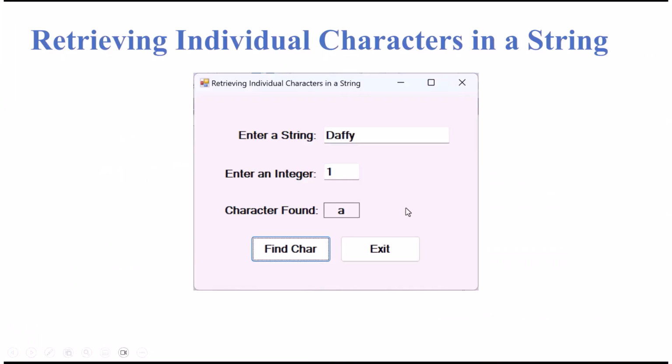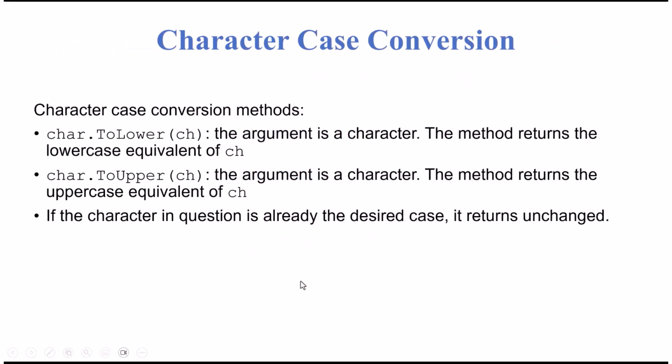So now that we know how this works, we've seen the Daffy thing come through here and everything else, and finding characters. There's other things we can do with strings and characters. We can do conversions of case. A character case conversion method: we can do a Char.ToLower(ch). The argument is the character, and the return value is the lowercase equivalent of ch.